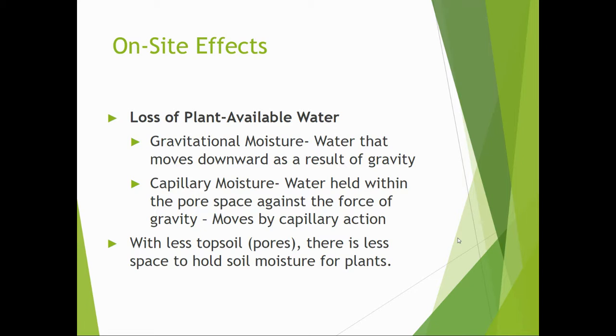So with less topsoil, which will mean less pores, there is less space to hold soil moisture for the plants, which will again play into the lack of nutrients there for growing plants in that topsoil layer.